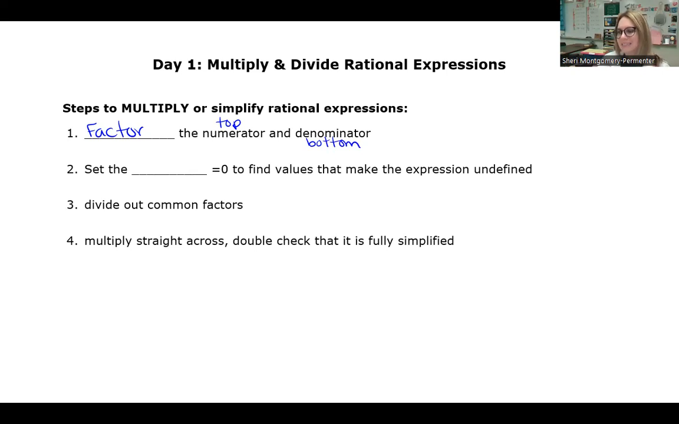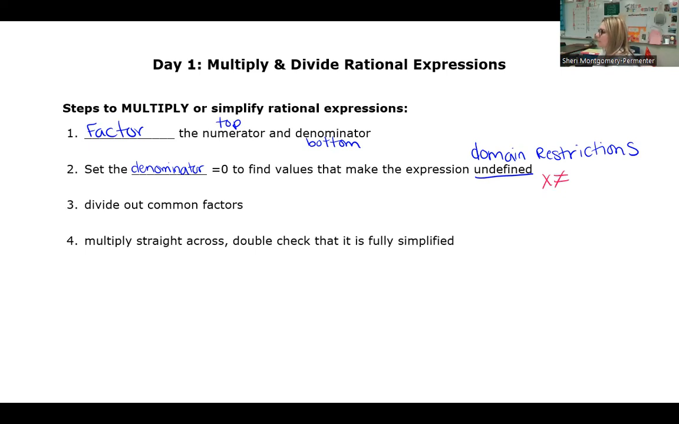Step two will be to set the denominator equal to 0, and we're going to find values that make the expression undefined. These are also called domain restrictions. So if it's undefined, they are domain restrictions. And the domain restrictions are most often x is not equal to something.